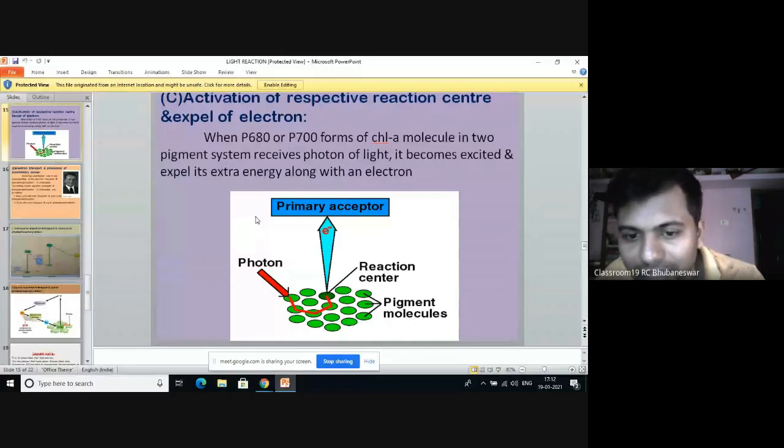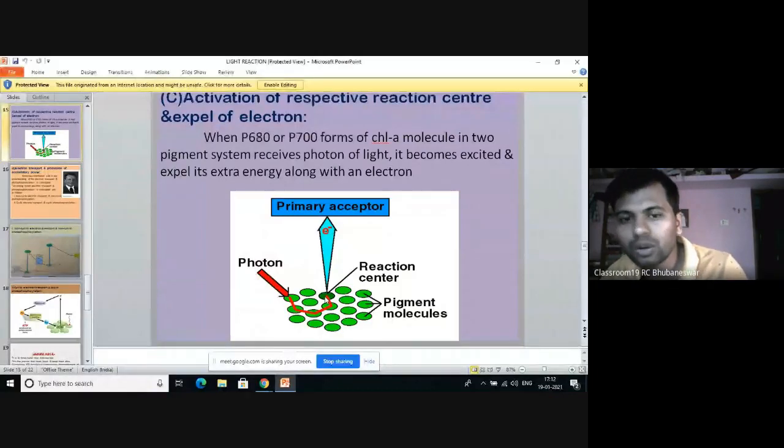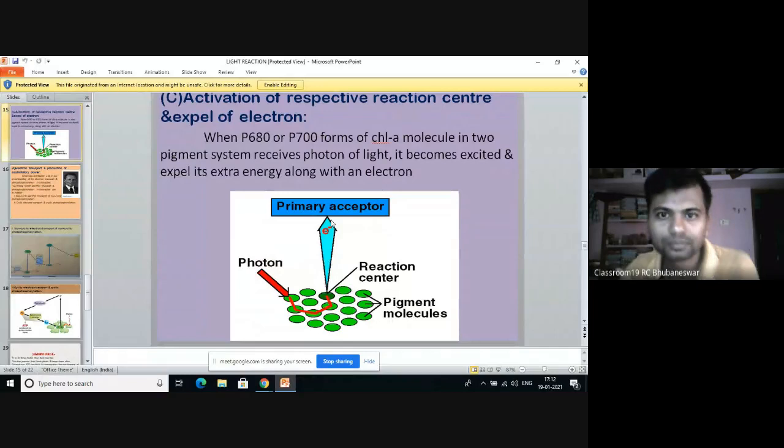Now tell me, this single chlorophyll molecule now has more energy. Due to the extra energy, it becomes unstable. Now it tries to become stable, so it loses the excess energy by expelling an electron. Got this point?